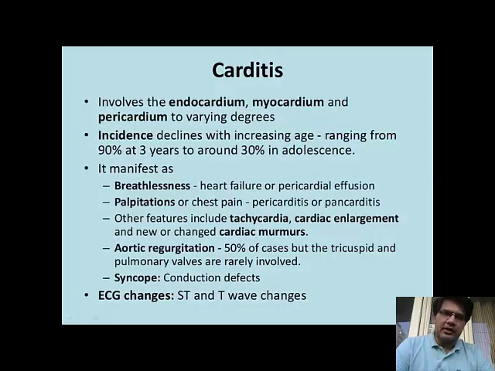Let us talk about carditis. The carditis will involve the endocardium, myocardium, and pericardium to various degrees. So if you have the myocardium involved, what will happen? Myocardium, that is the heart muscle. So obviously you will have signs of heart failure. So what are the signs of heart failure? You can have tachycardia, breathlessness, cardiac enlargement. What about the endocardium? When the endocardium is involved, you will have valve abnormality. So you can have murmurs, right? The valves will start leaking.